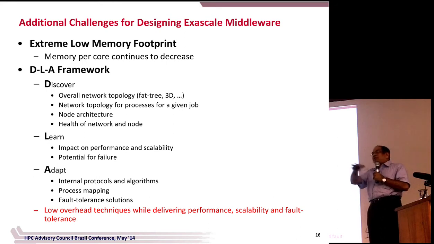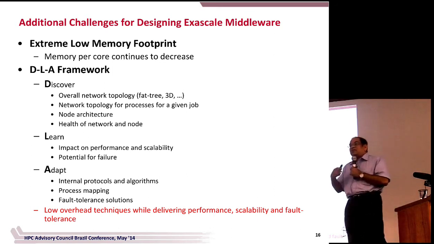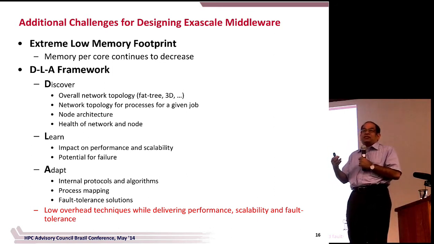Okay. So as soon as you run some jobs, it has to discover where it is running. And once you discover, then you need to learn. If this application is running multiple times, you see what is affecting the performance and the scalability, what is the potential for failure, and based on that, you need to adapt. That means the library itself or the runtime needs to change its internal protocols and algorithms, the process mapping, fault tolerant solutions, so that when you run these jobs over and over, you will see better and better performance from that system.